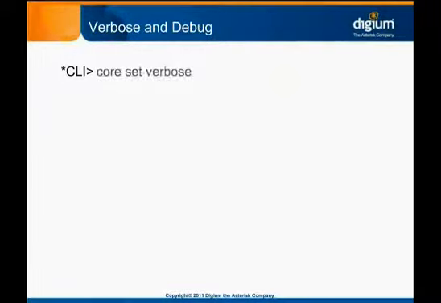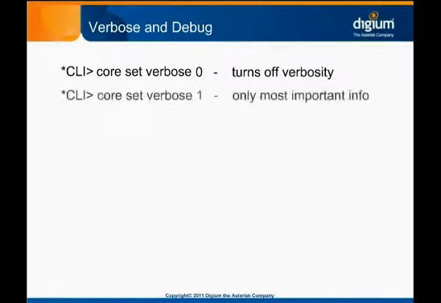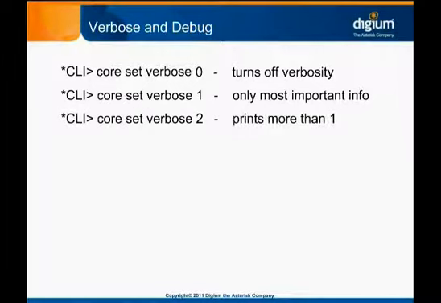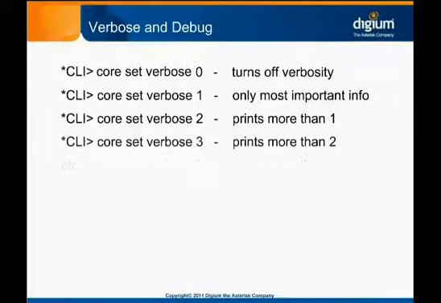Core set verbose lets you set the level of verbosity Asterisk uses to decide what to print to the CLI. Core set verbose 0 turns verbosity off, and almost nothing will get printed to the screen. Core set verbose 1 prints only the most important information. Verbose 2 prints somewhat more, verbose 3 prints even more, and so forth.